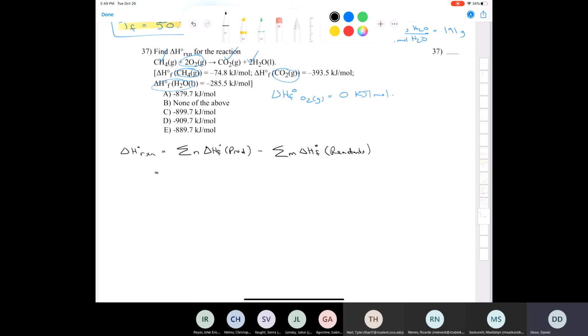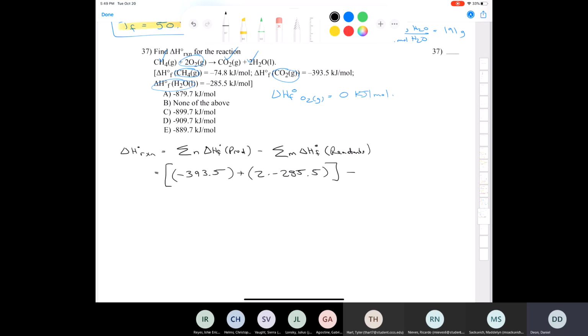And so when I plug in the numbers for this, I'm going to have to use a lot of brackets here for my products. So I'll start with my CO2. I have negative 393.5, and I only have 1 mole of that, plus my water, and I have 2 moles of that. So that's going to be 2 times negative 285.5. Close all that up in a big bracket. Subtract, and I can see that I'm running out of space here.